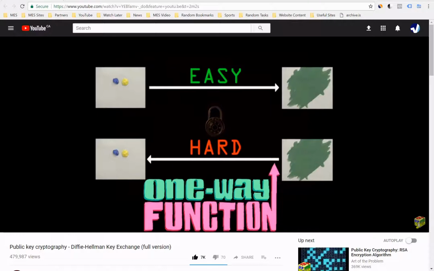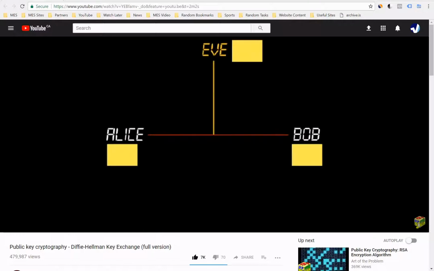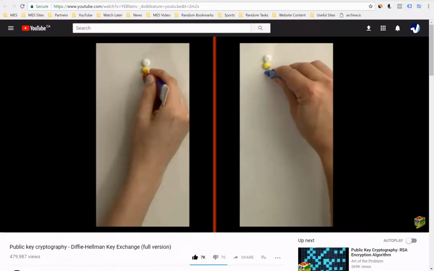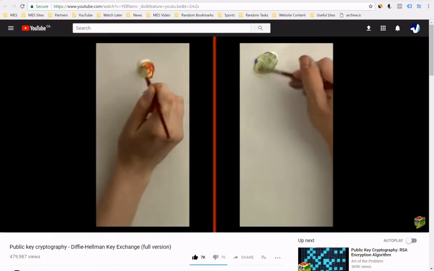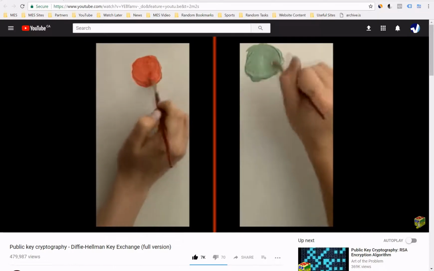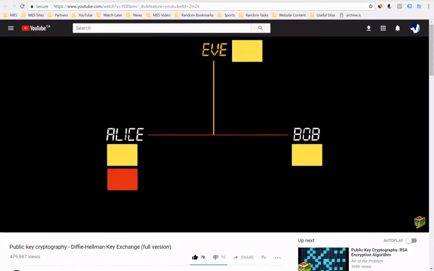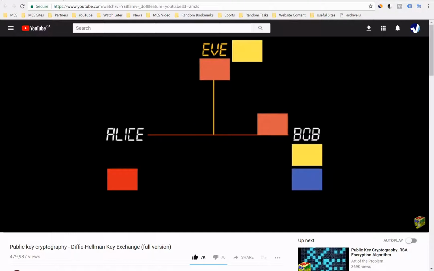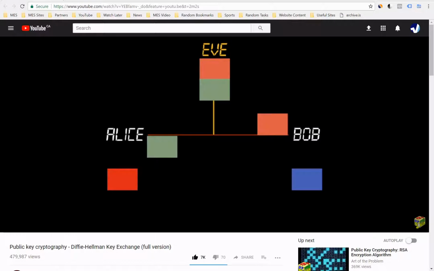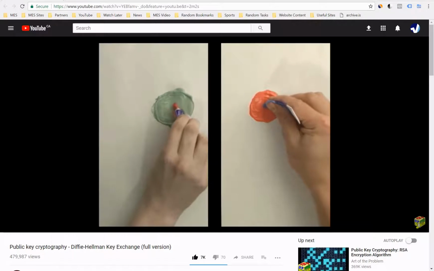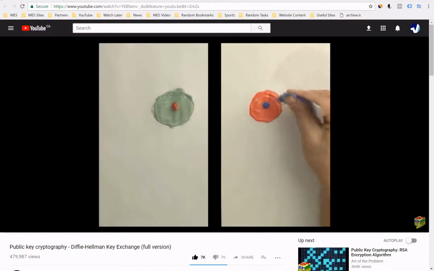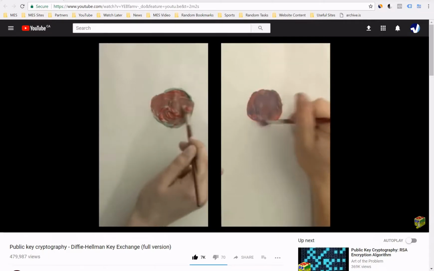Now, the solution works as follows. First, they agree publicly on a starting color, say yellow. Next, Alice and Bob both randomly select private colors and mix them into the public yellow in order to disguise their private colors. Now, Alice keeps her private color and sends her mixture to Bob, and Bob keeps his private color and sends his mixture to Alice. Now the heart of the trick. Alice and Bob add their private colors to the other person's mixture and arrive at a shared secret color.